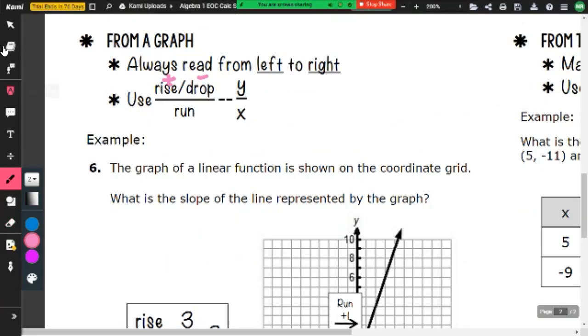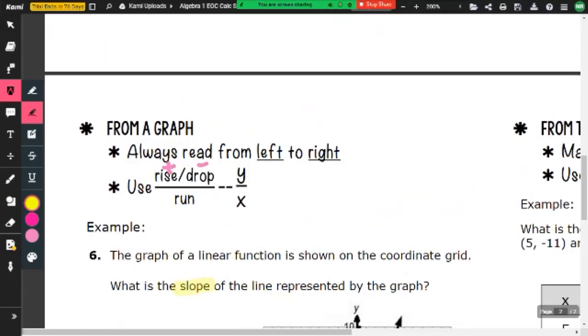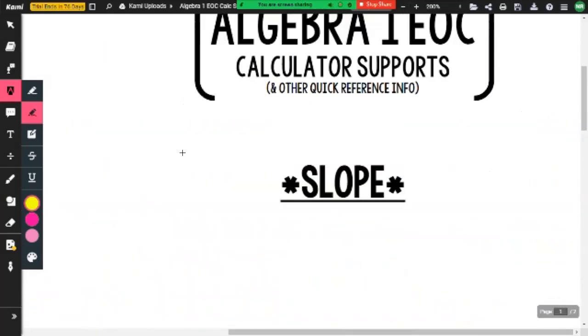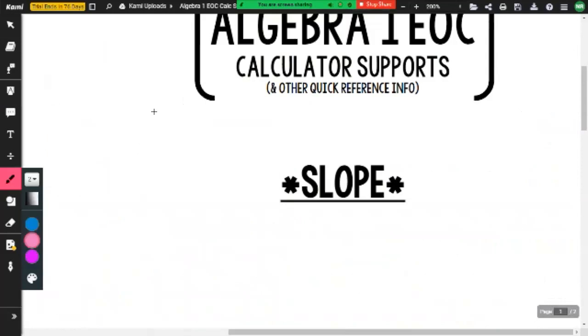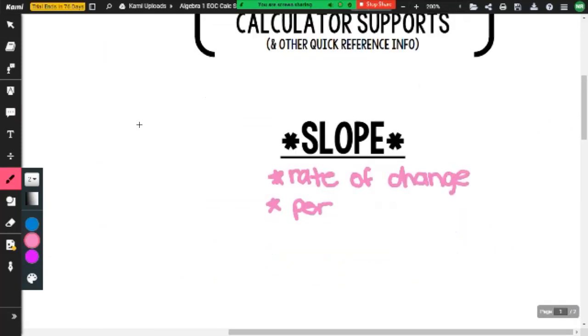So in the example that I've given you, it literally says, what is the slope? The other words it could use for slope are what? Other words for slope. Rate of change is the number one phrase that they use to represent slope, but rate of change is slope. They're the same exact thing. What's another word? Per, like miles per hour, minutes per second, dollars per hour, say if you're working a job. What else?